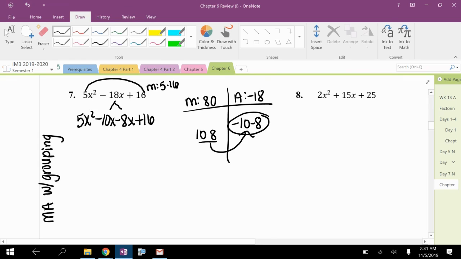And now we are back to number 2, where it's factor by grouping. And you guys usually do really well with factor by grouping. So we use a different color here. Group the first 2, group the second 2. What is the GCF of the first group? 5, and then x.